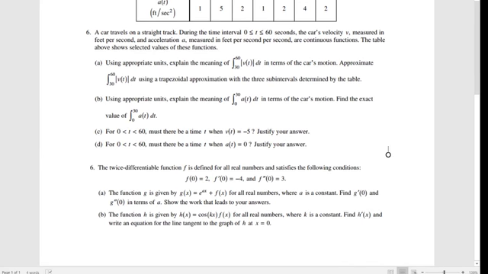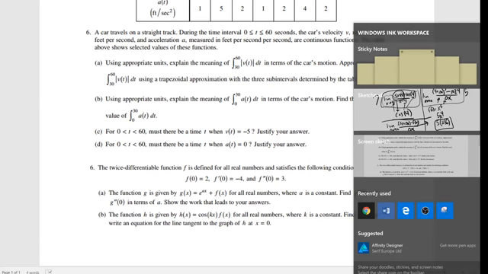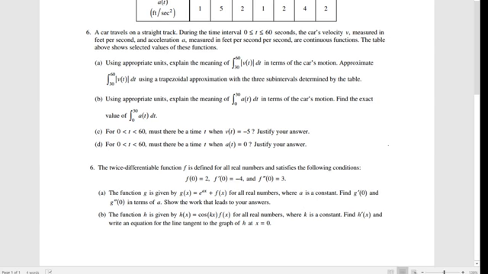Alright, so I want to look at 6 now. Feel free to ask me any questions about the ones I've already covered. How can I make this look better? Can I drag this? Whatever.